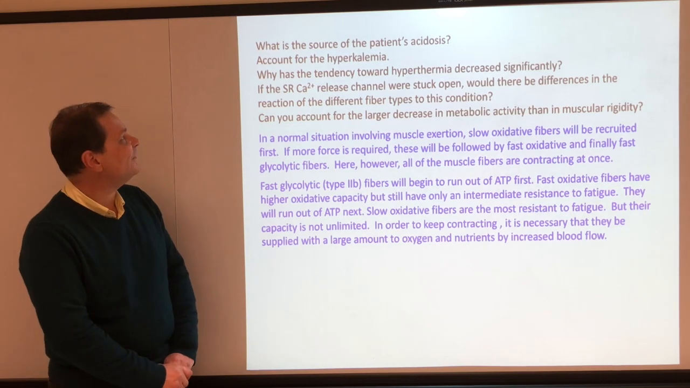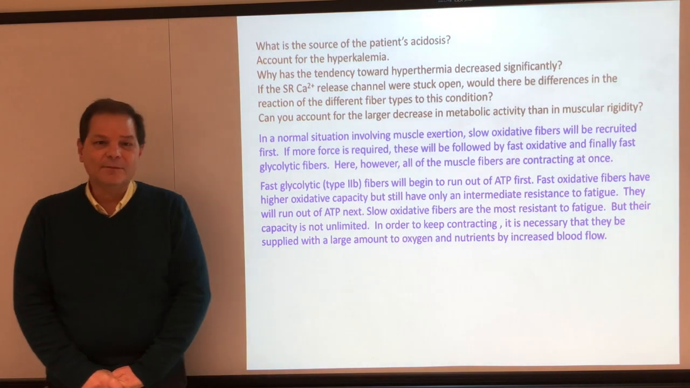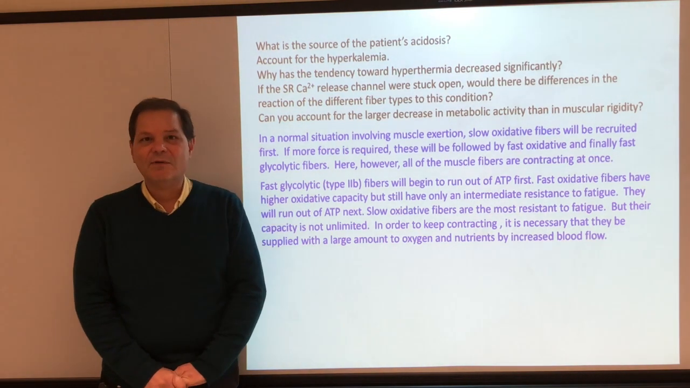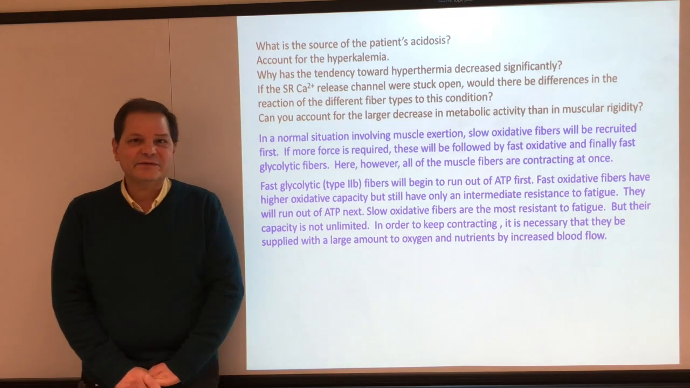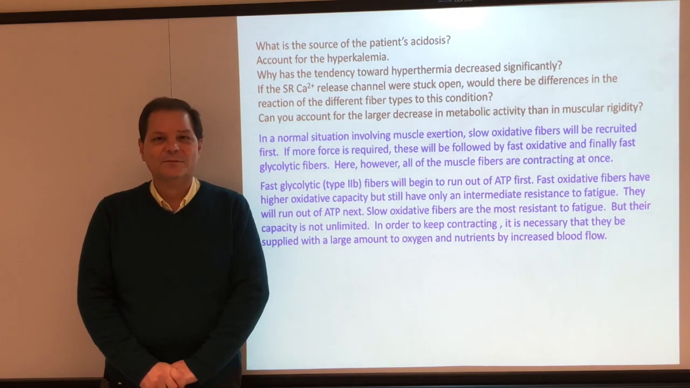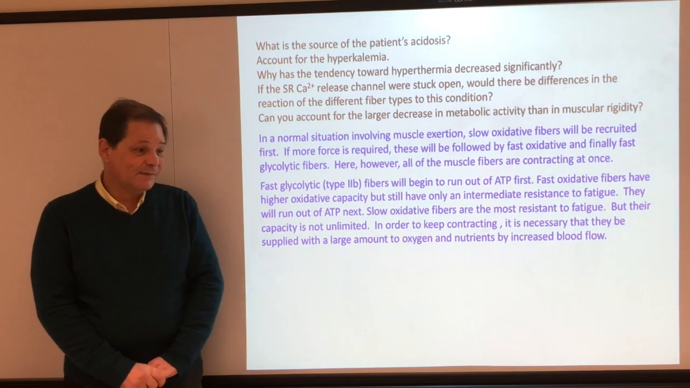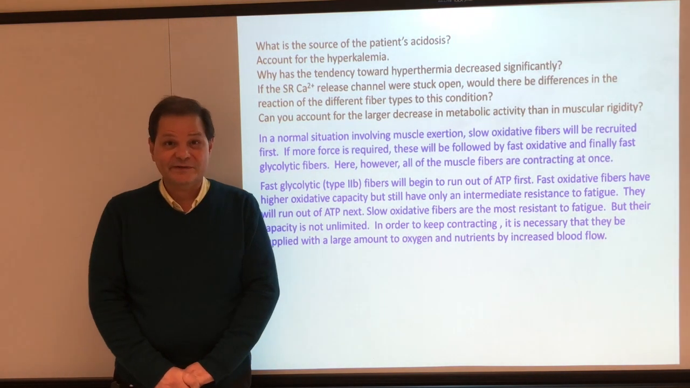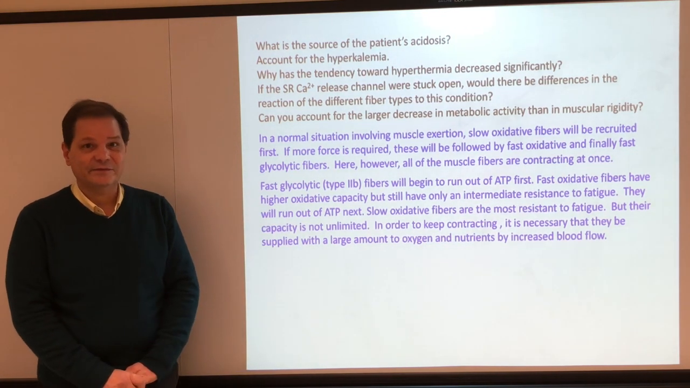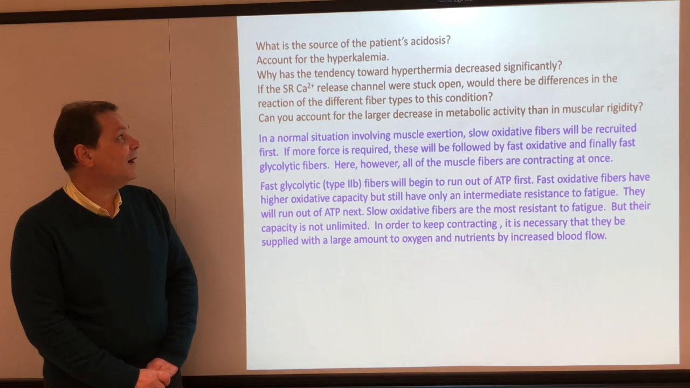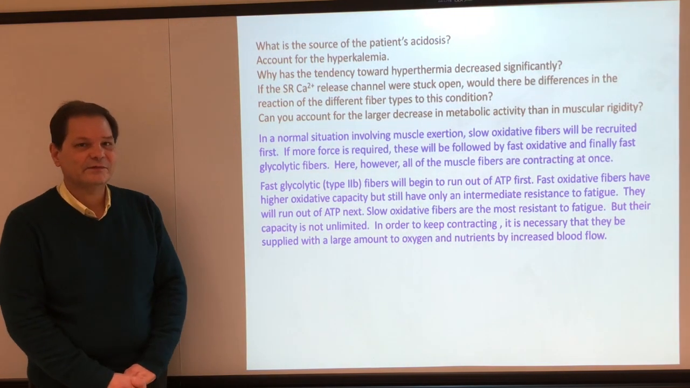So we have another series of questions here. What is the source of the patient's acidosis? We have this muscle contracting like crazy. It's eating up ATP. Glycolysis can't keep up with it. Oxidative phosphorylation can't keep up with it, in part because the blood vessels in the area are probably being squeezed. Besides that, you're still eating it faster than you can make it. So you're generating a lot of lactic acid, and that's the source of the acidosis.